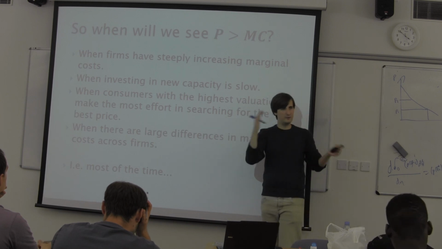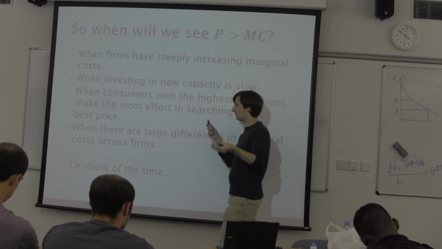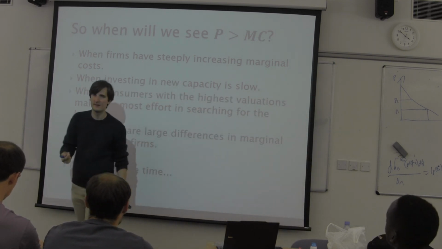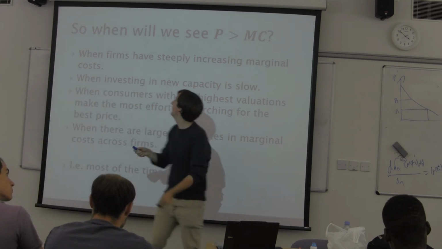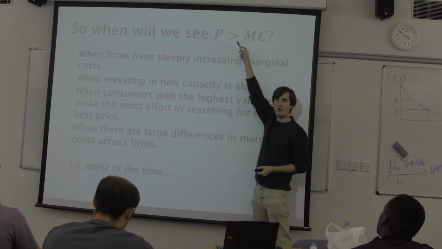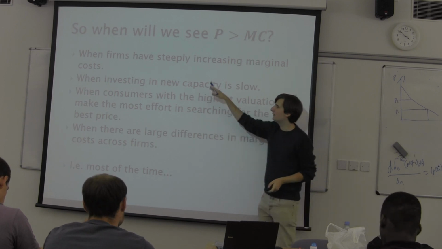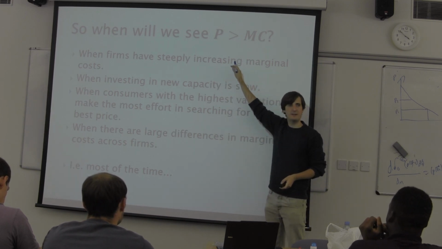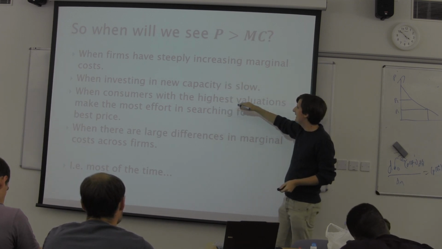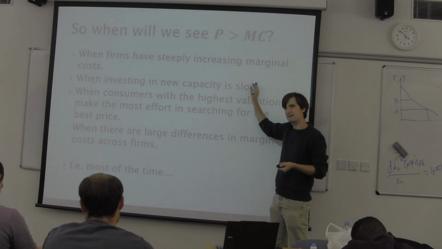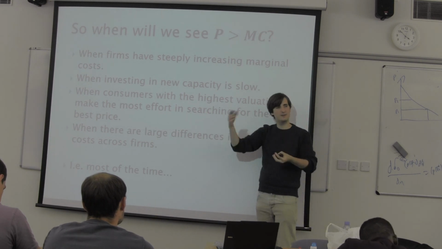So in summary of everything we've seen so far, as a social planner, you like price to be equal to marginal cost. Let's see when it's not going to be true, when price is going to be bigger than marginal cost. Firstly, it's going to be true when firms have steeply increasing marginal cost schedules. It's going to be true when investing in new capacity is slow. If investing in new capacity is slow, then it's likely to have this two-stage quantity then price game.